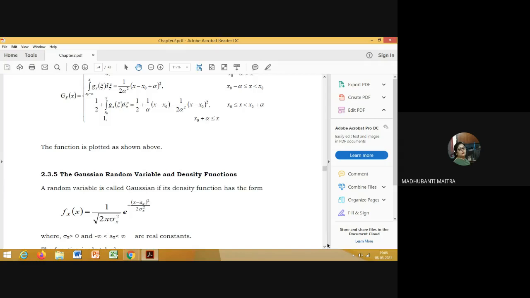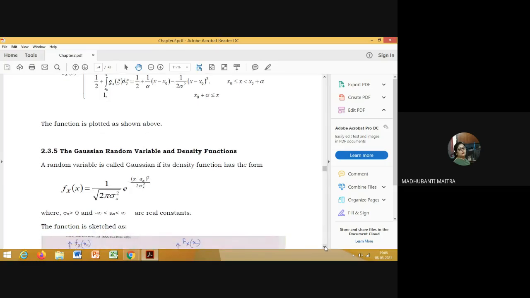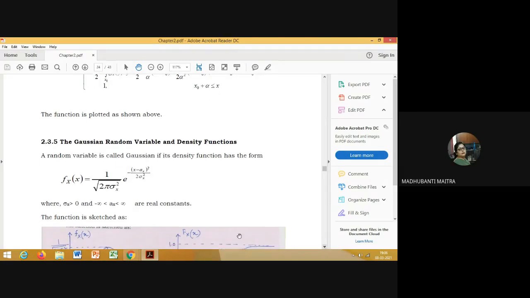Have you studied Gaussian distribution function? Have you ever studied Gaussian distribution function? No, ma'am. Okay, so let's start with the density function.